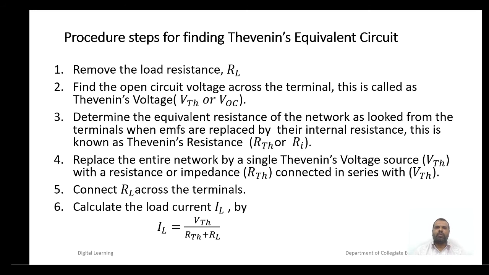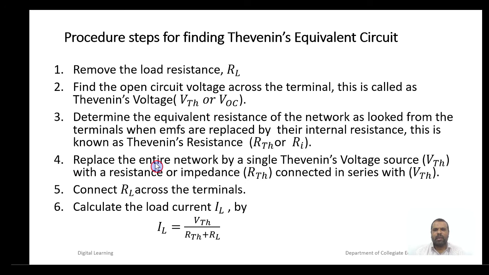Now we have to follow some procedure steps in finding the Thevenin's equivalent circuit. First, you have to remove the load resistance from the circuit. Second, find the open circuit voltage across the terminal. This is called as Thevenin's voltage, VTH or VOC. Third, determine the equivalent resistance of the network as looked from the terminals when EMF are replaced by their internal resistance. This is known as Thevenin's resistance and it is denoted by RTH or RI.